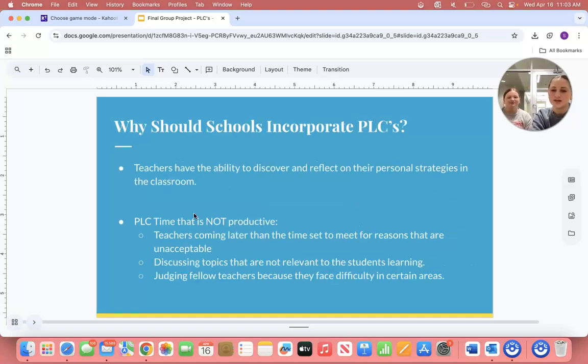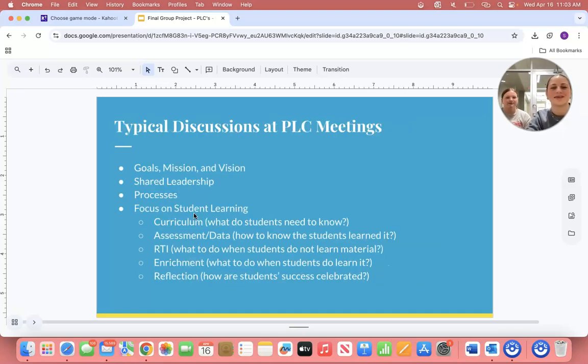Why should schools incorporate PLCs? Teachers have the ability to discover and reflect on their personal strategies in the classroom. PLC time that is not productive: examples of that are teachers coming in later than the time set to meet for reasons that are unacceptable, discussing topics that are not relevant to the students' learning, and judging fellow teachers because they face difficulty in certain areas.